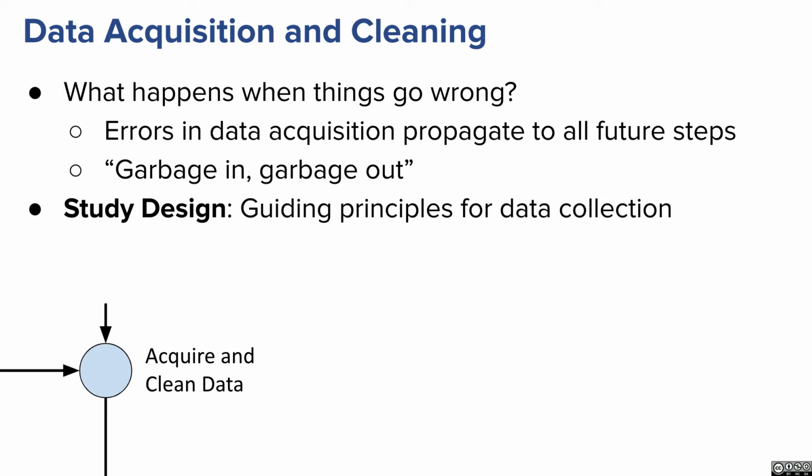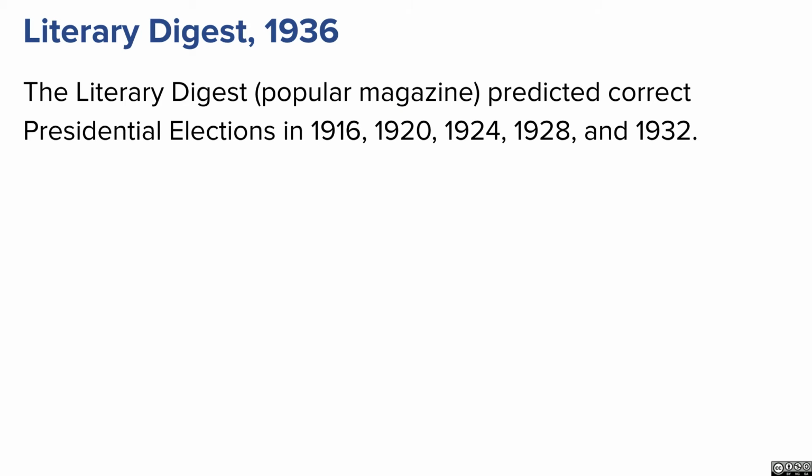In this class, what we call study design refers to the set of guiding principles for data collection. We're going to talk about these principles today. I'll give you an example. In 1936, a popular magazine was really good at predicting presidential election results. They made correct predictions for 5 years in a row, from 1916 to 1932.